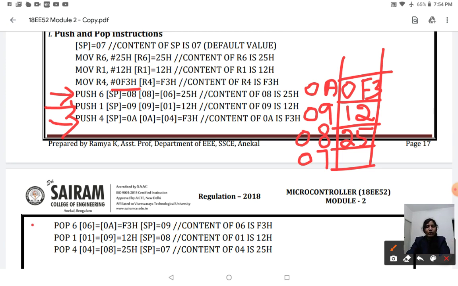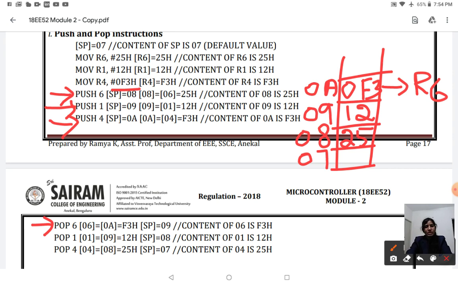Next, if you give pop 6, it means we pop from stack memory. At present, what is in your stack memory? Whatever data is available inside that will be moved as a content to R6. Now what data is available? 0F3. This is moved as content to R6. Now the content of R6 is going to be 0F3.